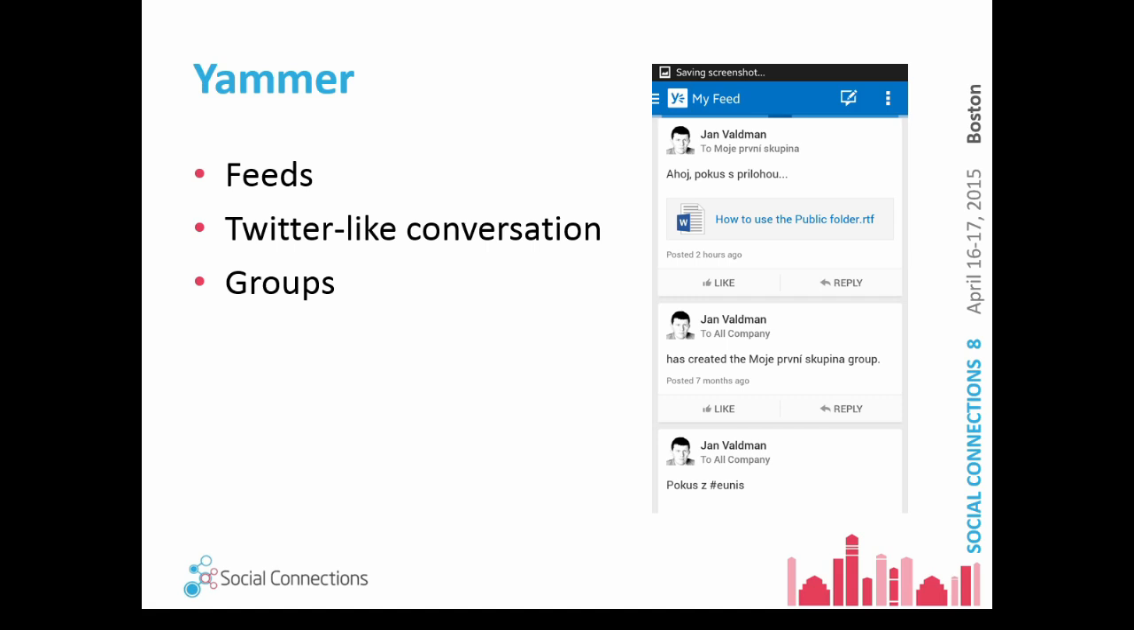Yammer is considered to be the social feature of Office 365. Actually, it provides the feeds functionality. Feeds are very similar to Twitter conversation. You can post updates, you can add photos and files, you can have groups. It's very similar to Twitter.